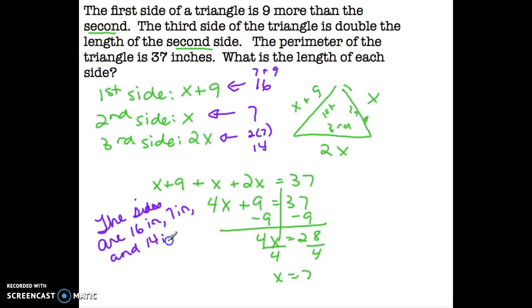And I should do a double check, make sure that adds up to 37. Well, 16 plus 14 is 30, plus 7 is 37. So this works out, and that's my final answer.